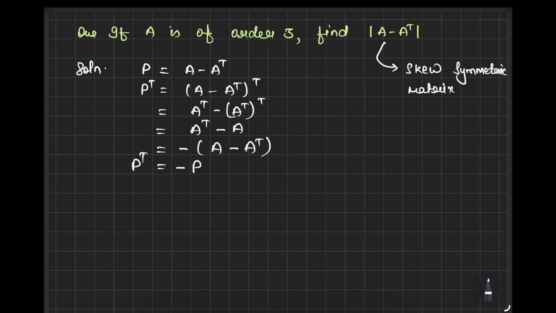And you know that if A is of order 3, so this transpose will also be of order 3 and the subtraction will also be of order 3. And you also know that the determinant of a skew symmetric matrix is 0. Therefore, its answer will be 0.